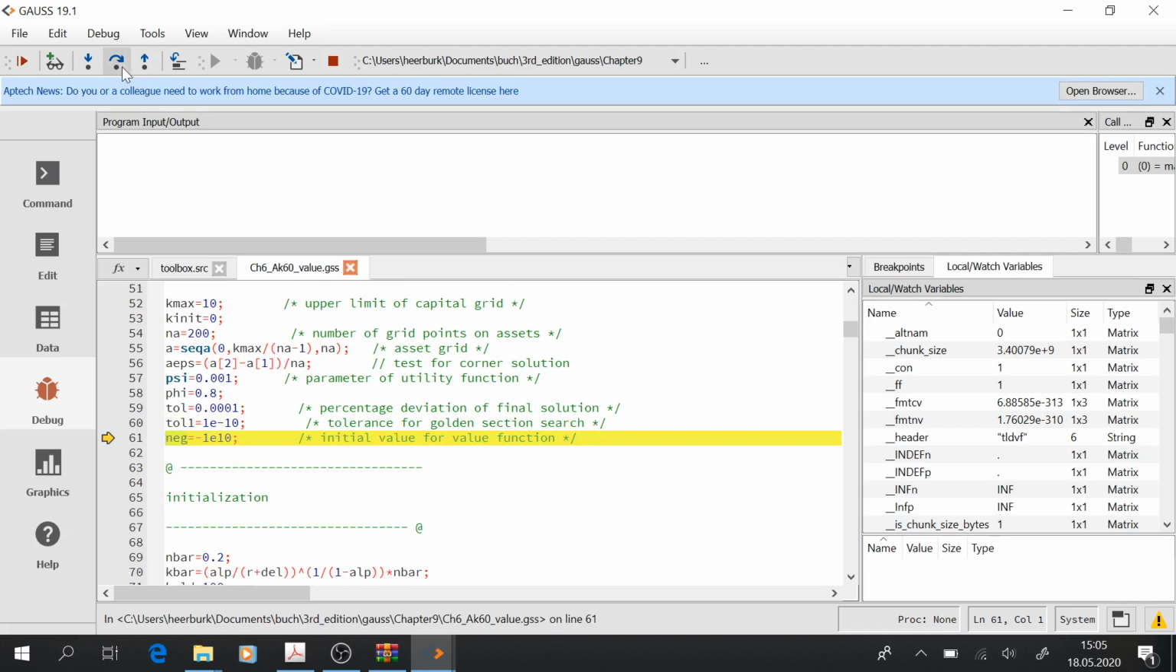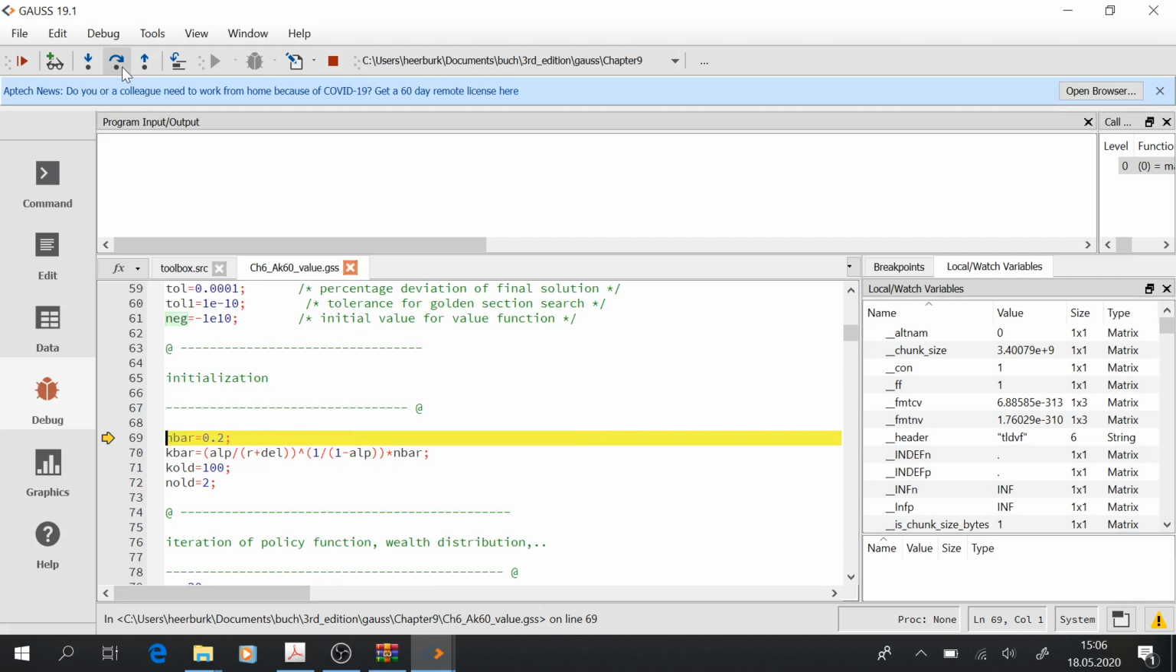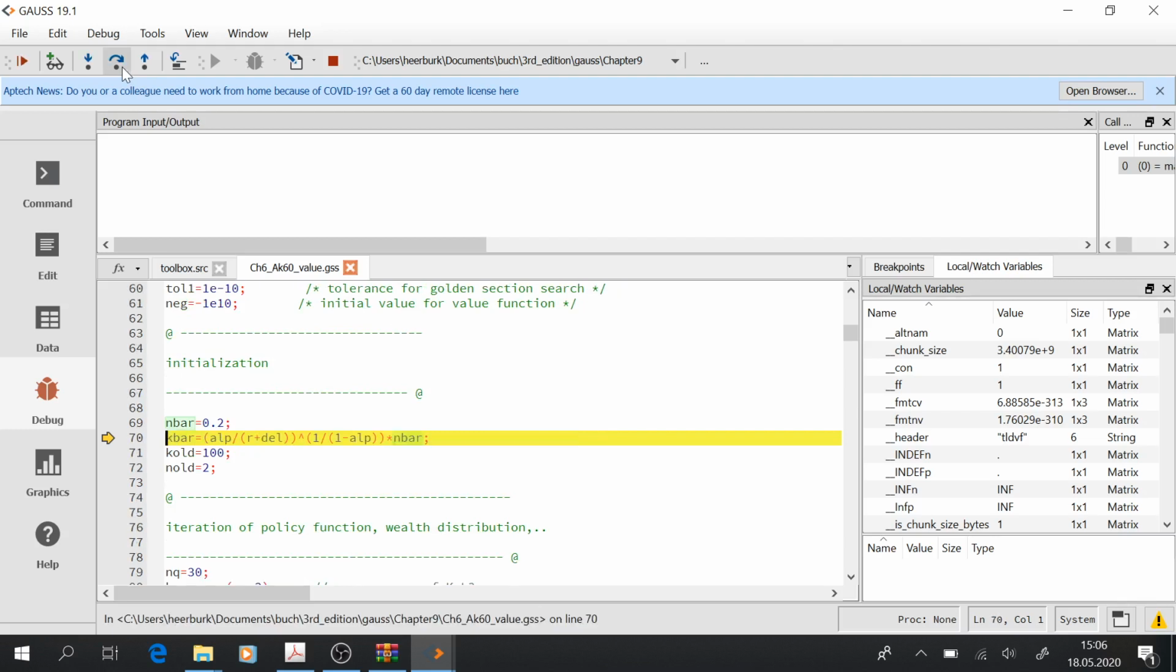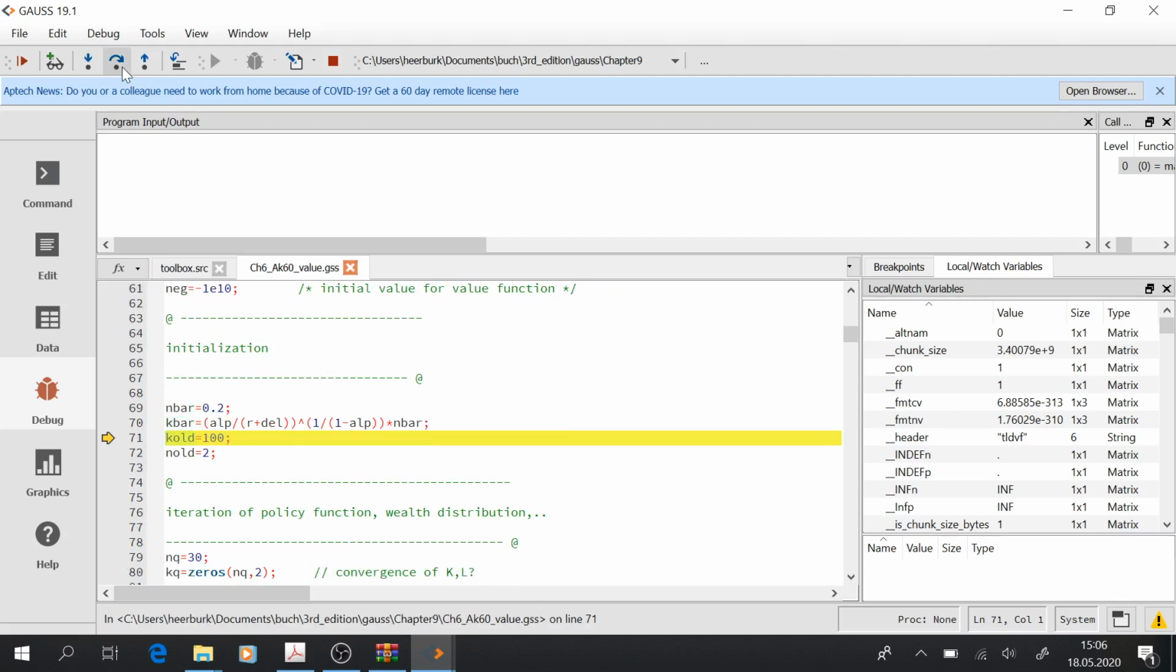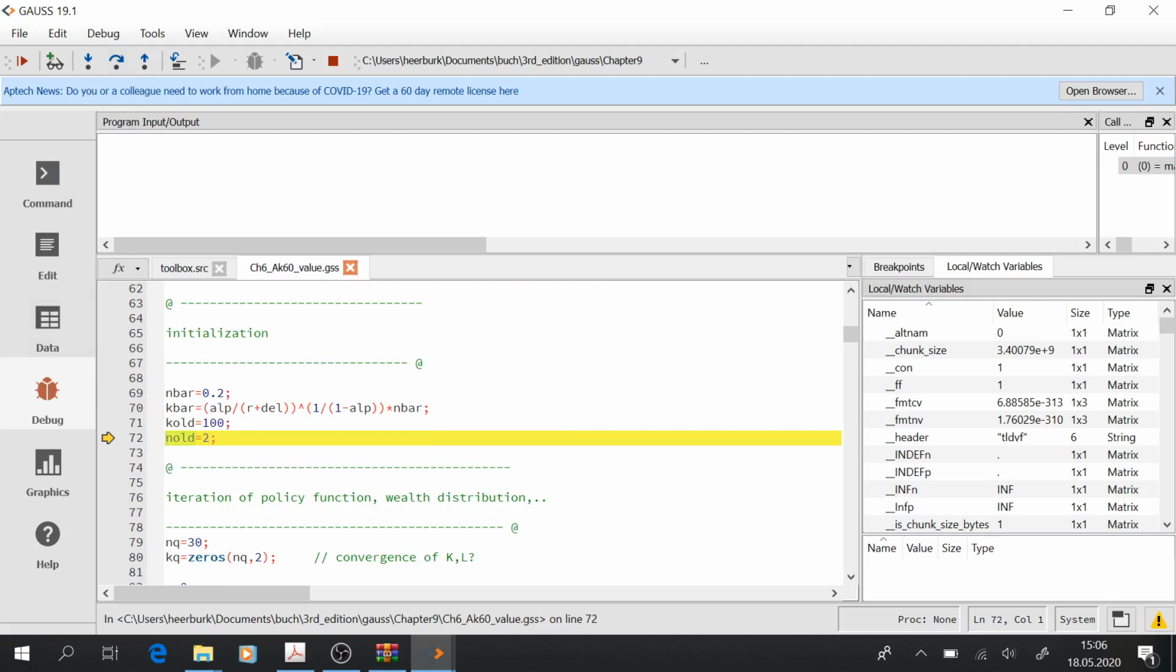And we need to initialize our value function, as you will see shortly, and we use a very large negative value, minus 10 to the power 10, e to the power 10, sorry, exponential 10. We initialize aggregate labor again with 0.2 and aggregate capital, so that it implies an interest rate of 4.5, which gives us a value of aggregate capital stock K bar equal to 0.828.